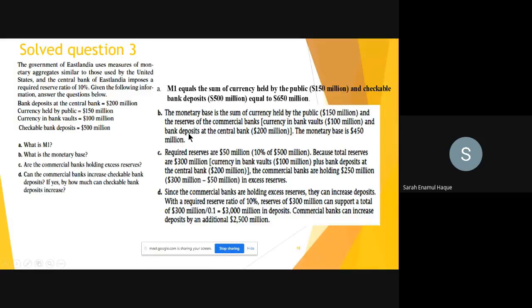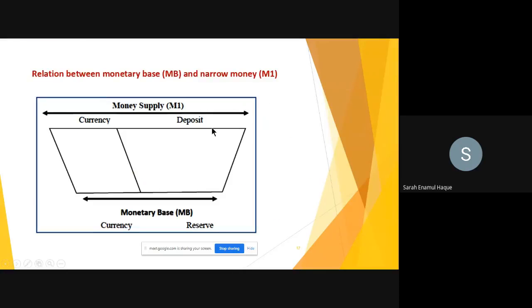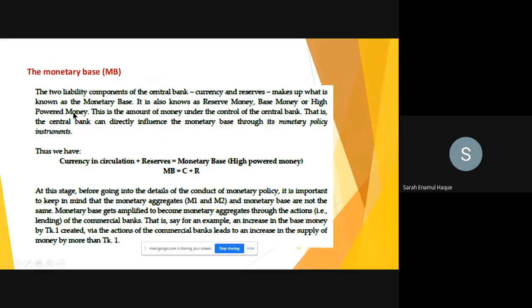Okay, from what I understand in this question, the monetary base, so go back to slide number 16. Here in the monetary base, the reserve is actually total reserve. This is not just required reserve, this is total reserve. So this is excess reserve plus required reserves. Okay, so please make sure you understand this part. Then we have part C.